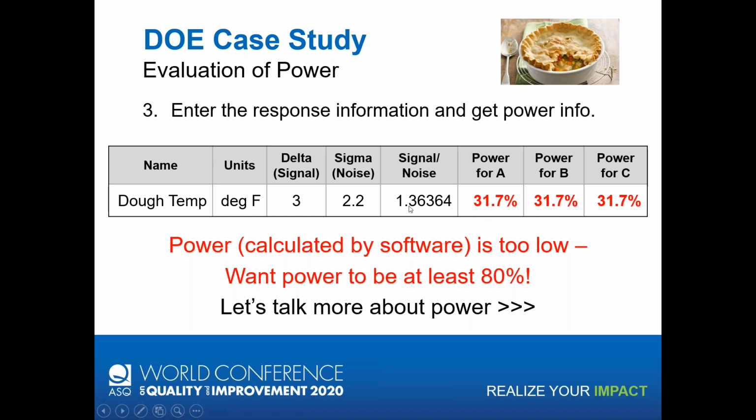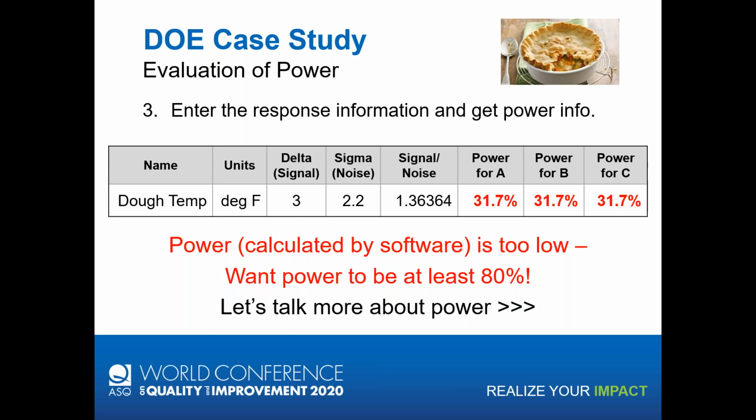Now, we would run an 8-run design with this signal to noise, and the power is 31%. That means that if you did this 8-run design, your likelihood of finding a 3-degree change is only 30%. That's terrible. That's awful. I would not want to run an experiment where I only had a 30% chance of success. No, we want power to be at least 80%.